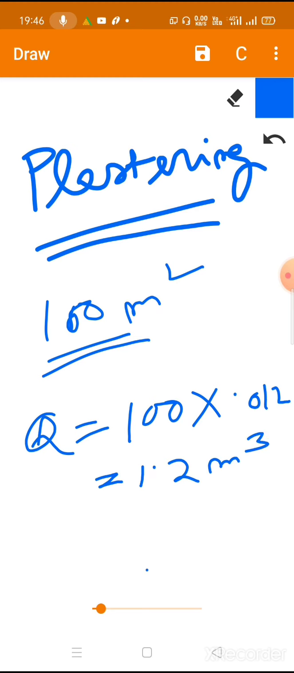of mortar will be required, because plastering, as we all know, is done with mortar, which is a mixture of sand, cement and water. So the area of the plastering is 100 meter square. The thickness of the plastering is 12 millimeter. So the total quantity of mortar is 1.2 meter cube.